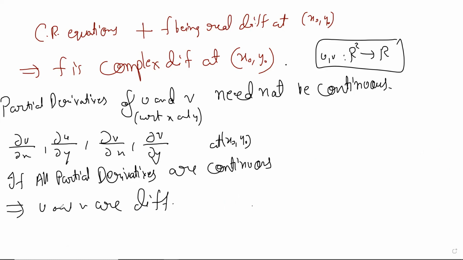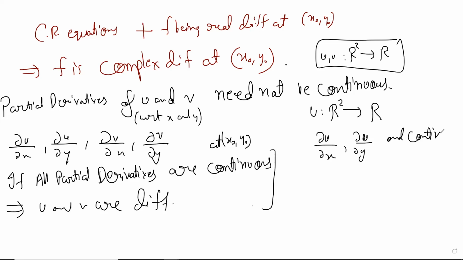Real differentiable. So let's just look at one at a time. If u is a function from R2 to R, and its partial derivatives exist and are continuous, then that implies that u is differentiable. Real differentiable, obviously. Try to prove this.